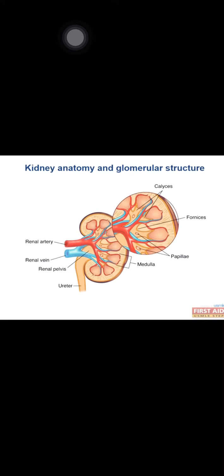On cross-section, the kidney is split into the cortex, here's the cortex, the medulla, seen here, so this would be the medulla, and the collecting system, which will start here and will end at the urethra. Each of these areas has a separate function, which we will talk about in later talks.